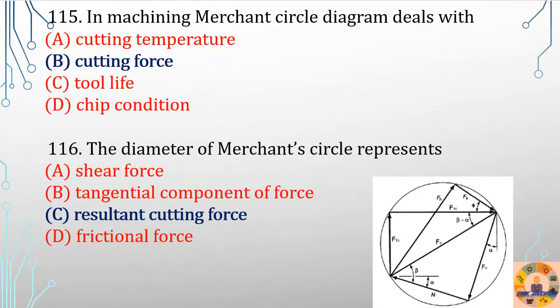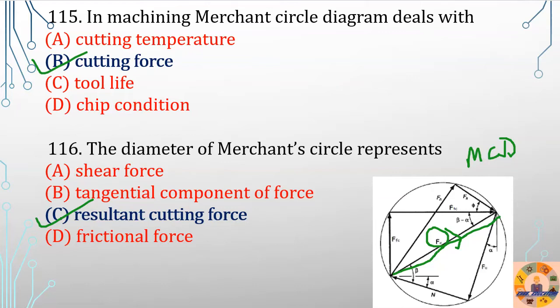In machining, Merchant circle diagram deals with the cutting process. This is a Merchant circle diagram. Here you can see that all are forces. Now question number 116. The diameter of the Merchant circle diagram represents the resultant cutting force. FC is the resultant cutting force. So option number C will be the right answer.